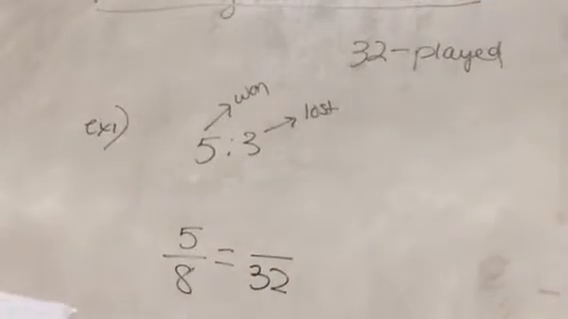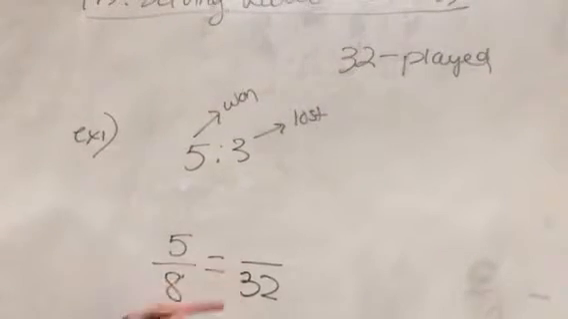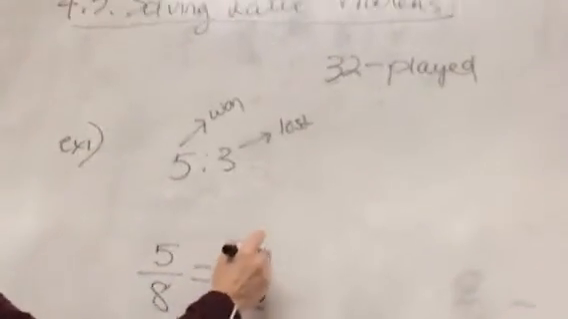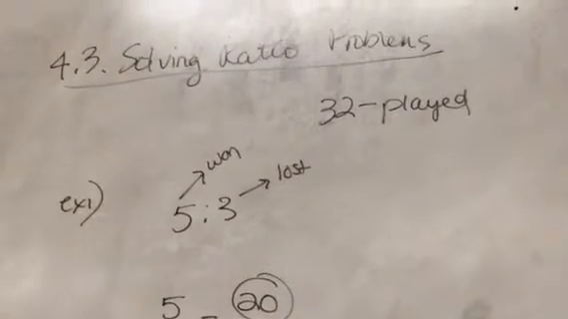So how many games did they win out of the 32? Well, if we know 8 times 4 is 32, 5 times 4 is 20. So the answer is 20. They won 20 games out of the 32.